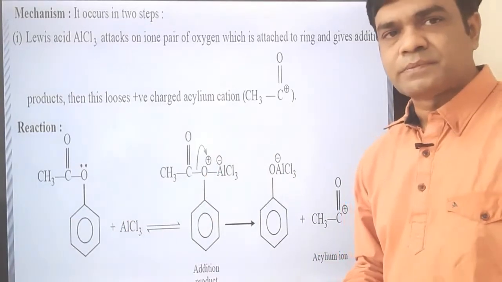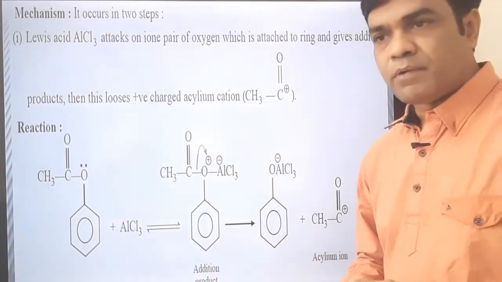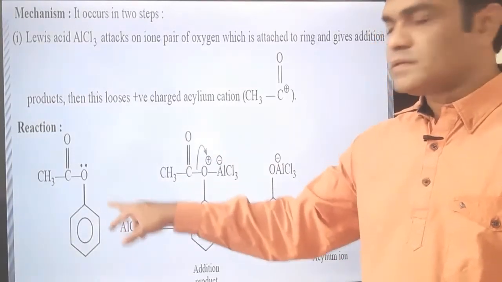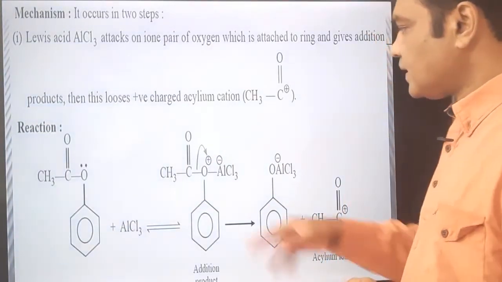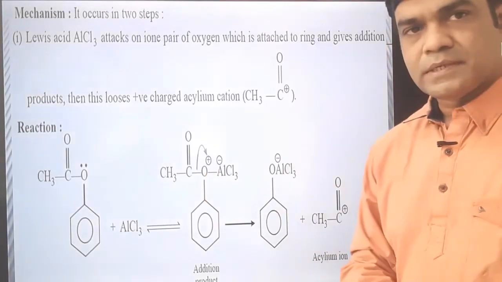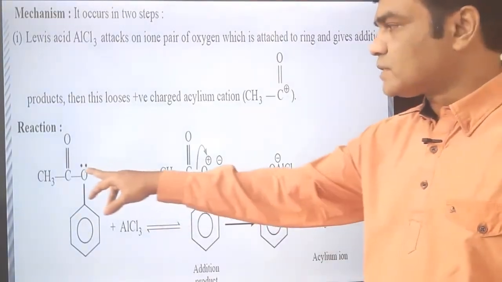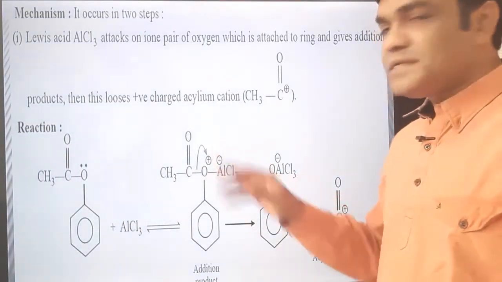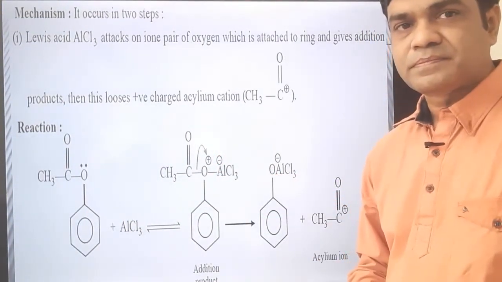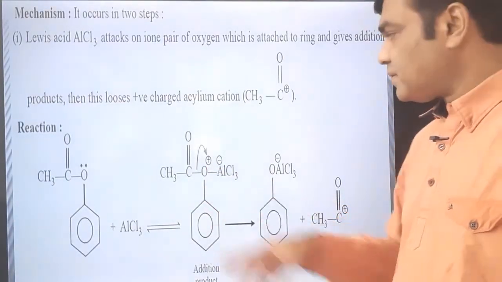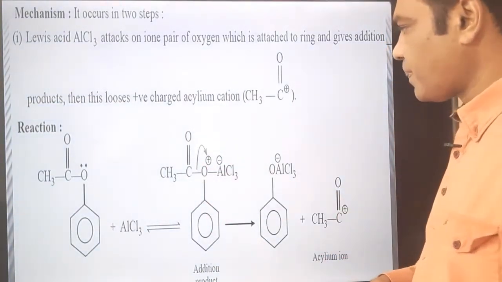What is the nature of this bond? This is a coordinate bond. The bond which is formed by the donation of a lone pair is called a coordinate bond. So you can clearly see here the oxygen aluminum bond formation takes place, and as oxygen donates its lone pair to the aluminum for the formation of the bond, now it is electron deficient. Positive charge, you have to write the positive charge on the oxygen.